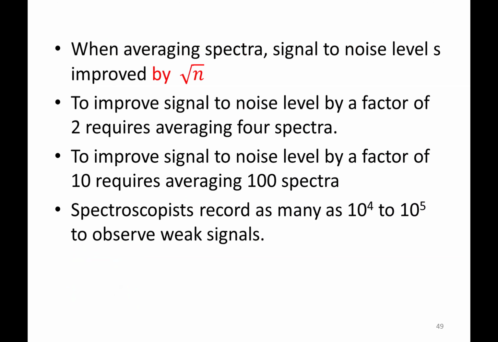We said when averaging spectra, the signal-to-noise ratio is improved by the square root of n, in such a way that if you want to improve the signal-to-noise ratio by a factor of 2, let's say you have 1 and you want to increase it, you have to acquire 4 spectra. To improve the signal-to-noise ratio by a factor of 10 requires that you average 100 spectra, all right? It depends on how many. Okay, so that's what it's saying.